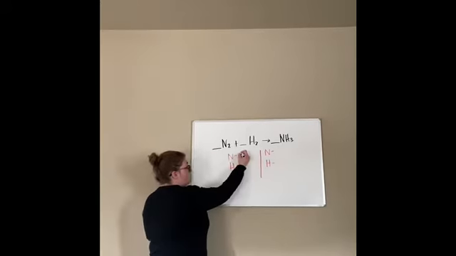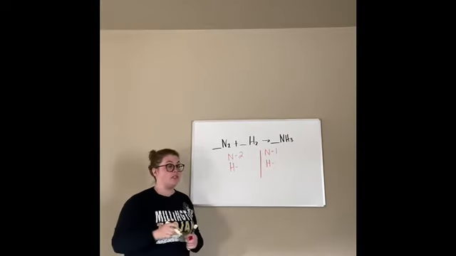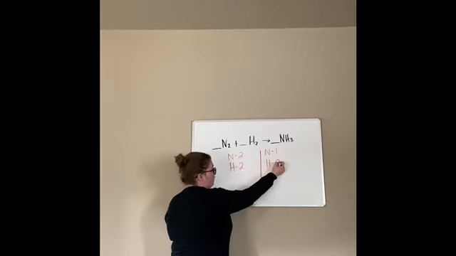So over here we have 2 n's. Over here we only have 1 n. Remember, it's an imaginary 1 after the n. And then we have 2 h's, and then we have 3 h's.